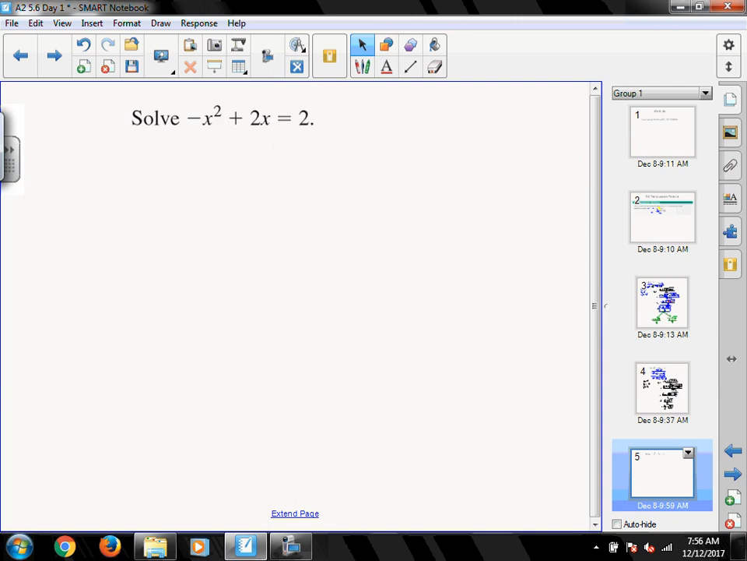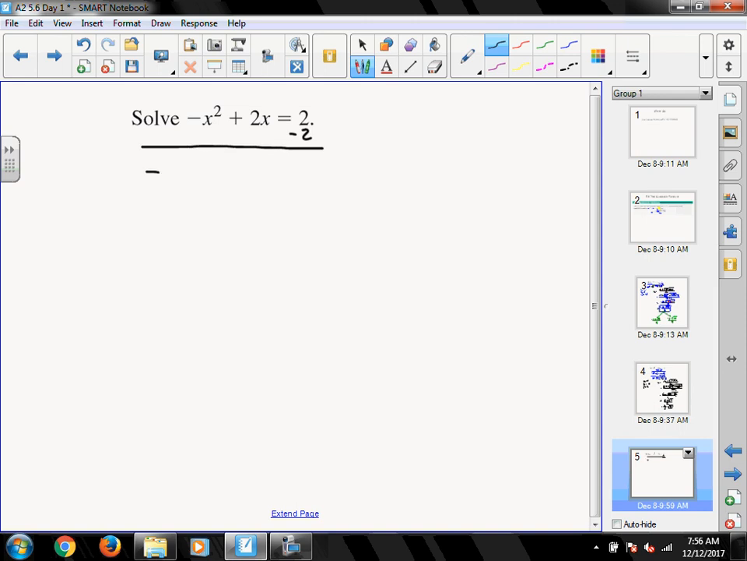Last one. Again, got to get it equal to 0. Subtract 2. You get negative x squared plus 2x minus 2 is equal to 0. Identify our a, b, and c again. So a this time is going to be negative 1 since I have that negative in front of our x squared. b is going to be 2, and c is going to be negative 2. Again, this is not something you need to do, but it really does help. Trust me on this one.